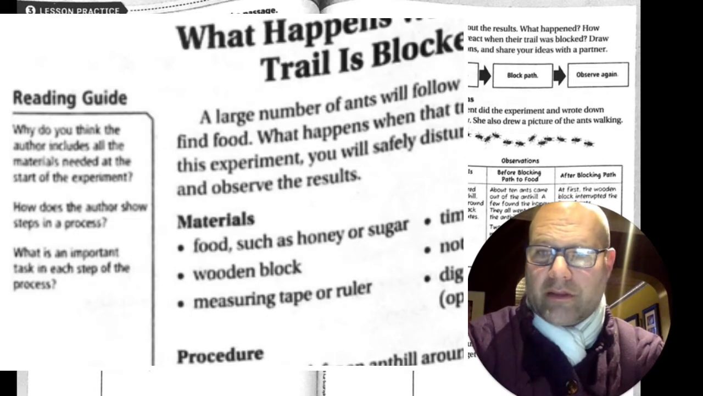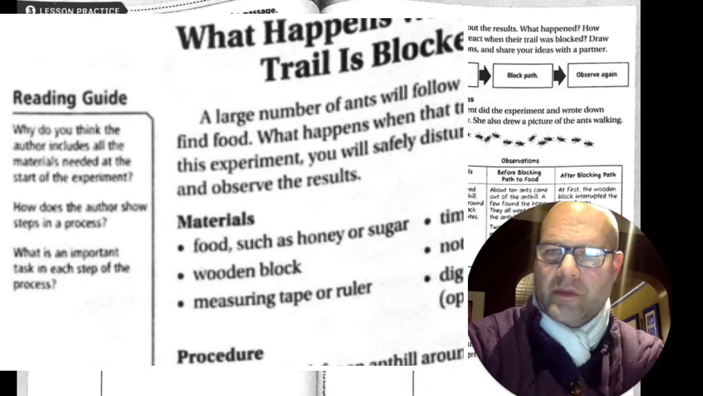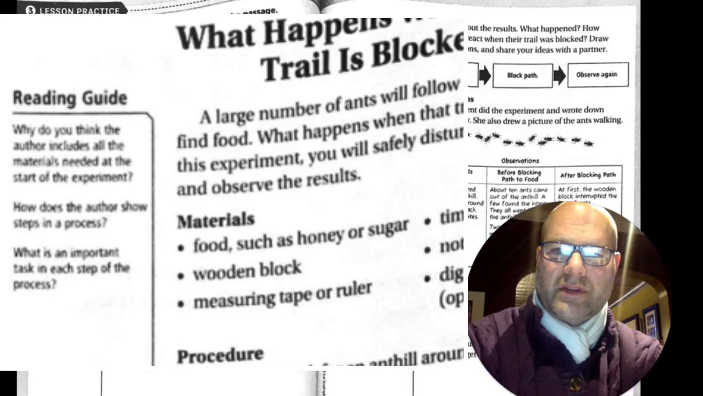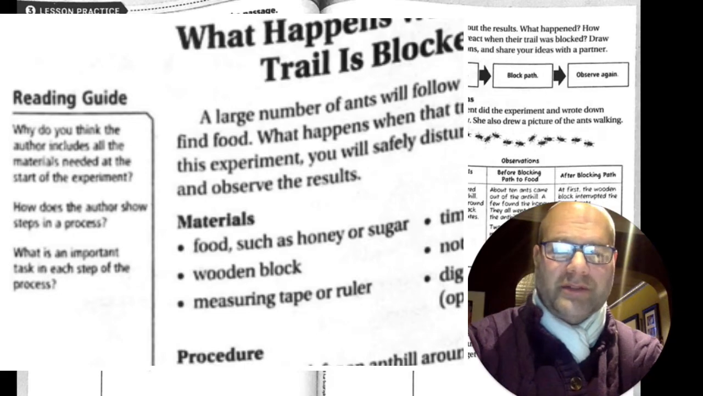Why do you think the author includes all the materials needed at the start of the experiment? How does the author show steps in a process? And what is an important task in each step of the process?